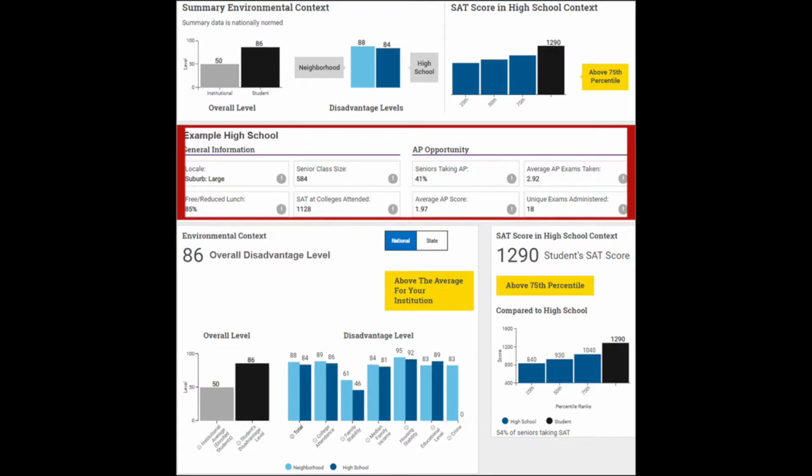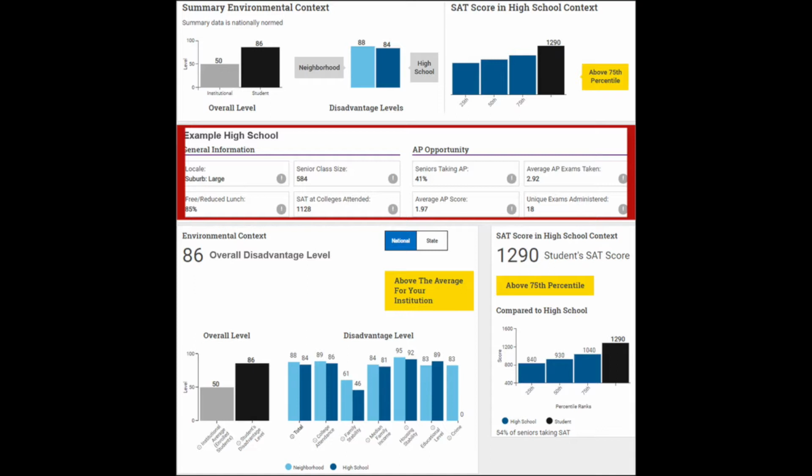And then I think this score here, SAT at colleges attended. So what is the average SAT score at the colleges that the students who graduated from this high school achieve? So every student who's graduated from this high school and gone off to college, what is the average SAT score at those schools? So it's telling you that it's 1128. And again, in this example, the student has a 1290 and the average is a 930. So you can see that most students who end up going to college have a higher SAT average than the average student at the school.